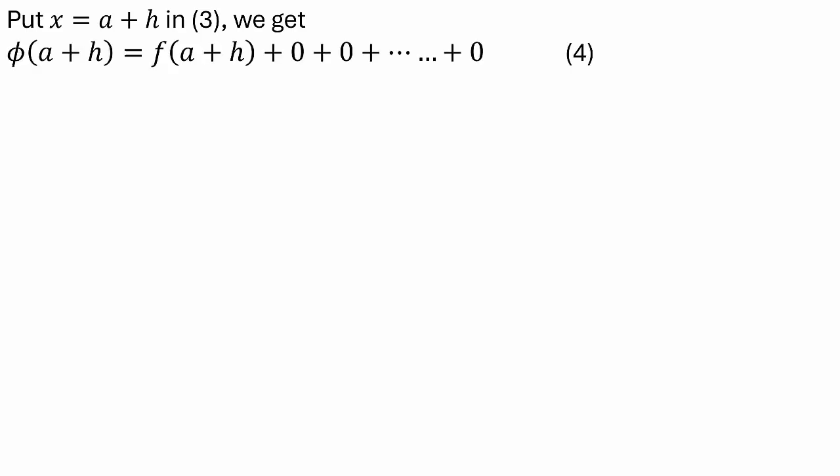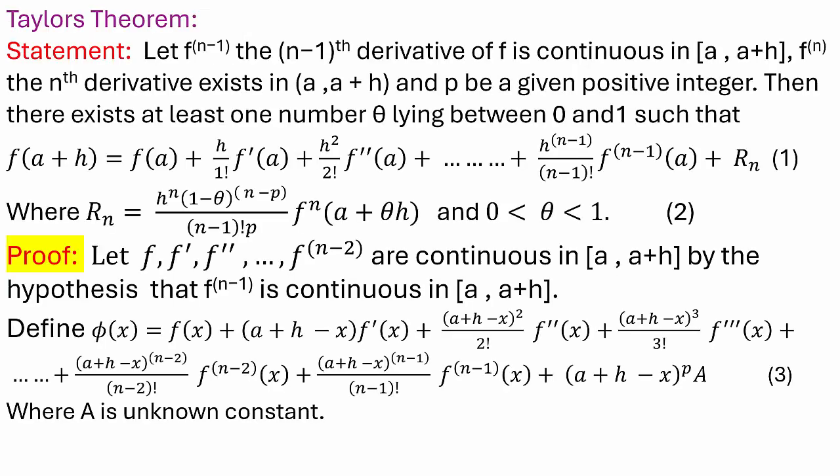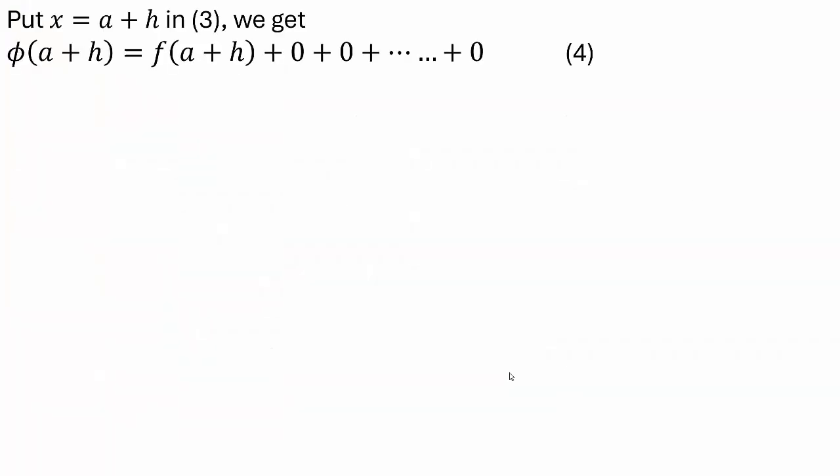Then if we put x = a+h in the above equation, we will get phi(a+h) = f(a+h), and the other terms will become 0. Because in the other terms, if we put x = a+h, that becomes a+h-(a+h), that's 0. In all other terms it becomes 0. That's why we will get phi(a+h) = f(a+h).